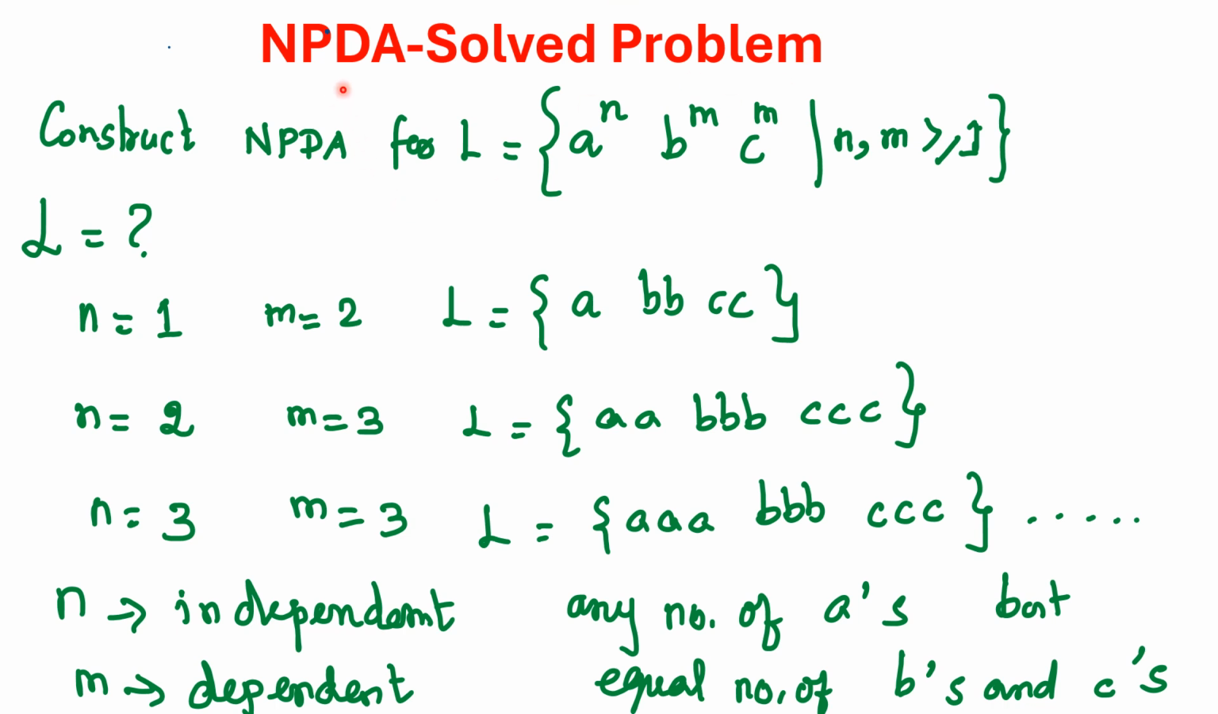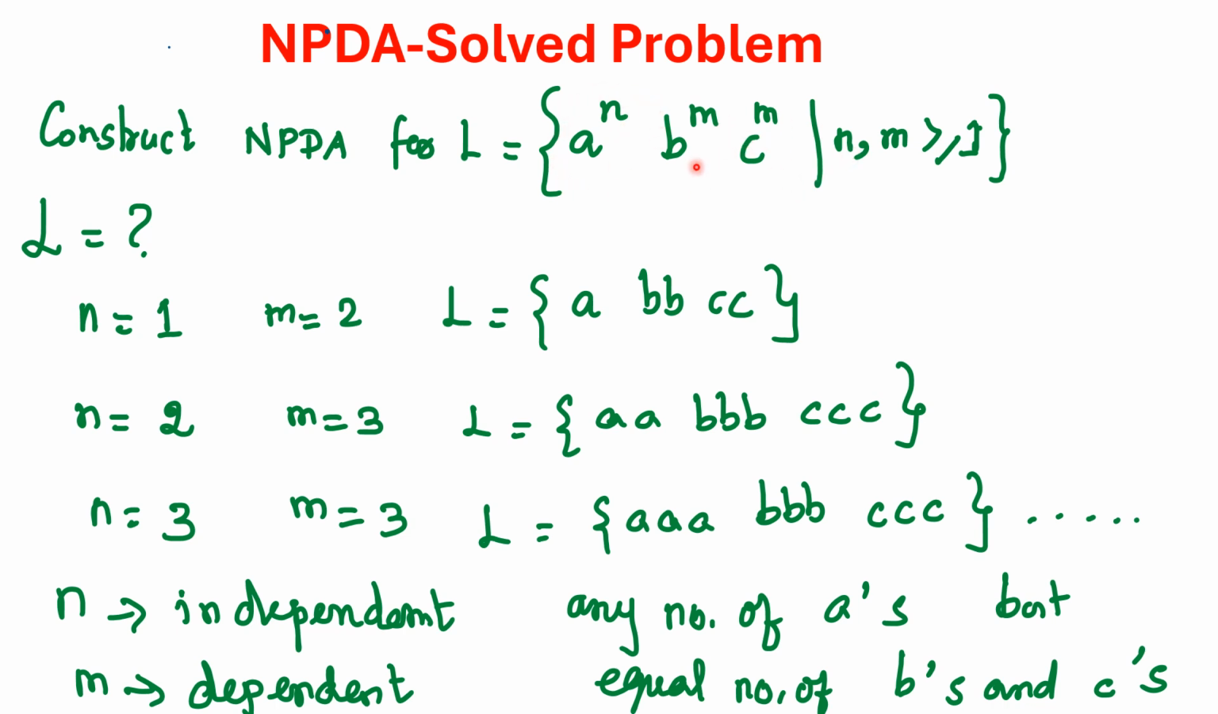This is a solved problem for a non-deterministic pushdown automata. This is one example for construction of a non-deterministic PDA. L is equal to a^n b^m c^n, where n, m greater than or equal to 1. If you look at the language itself, we can understand that n is independent but m is dependent.